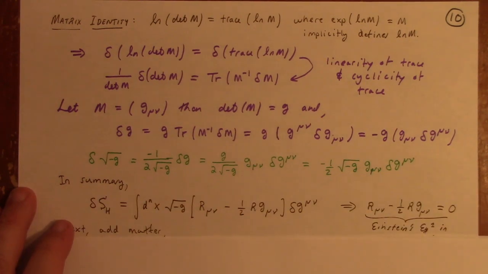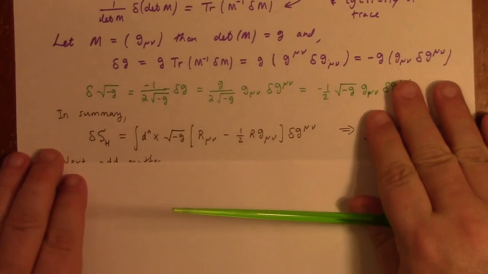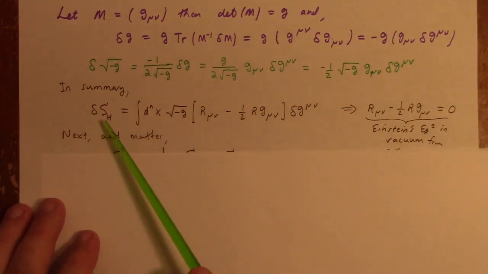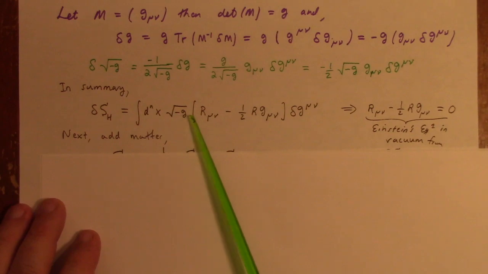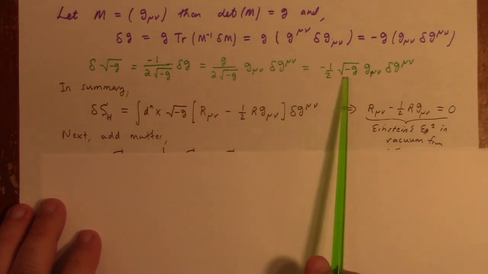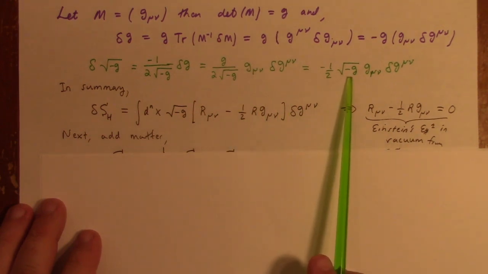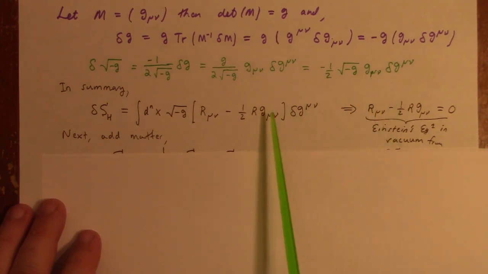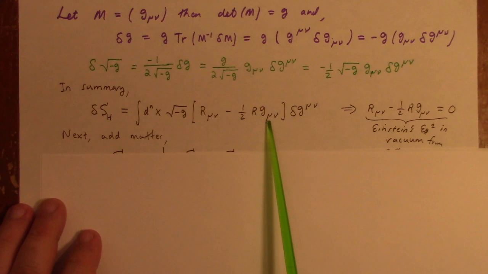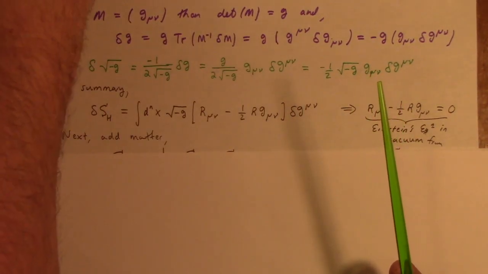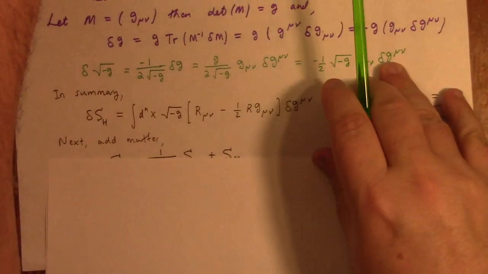In summary, the variation of the Einstein-Hilbert action, the interesting terms are the square root of g pops out, and g mu nu delta, and so I have to go back 2 pages. Sorry guys, give me a second.